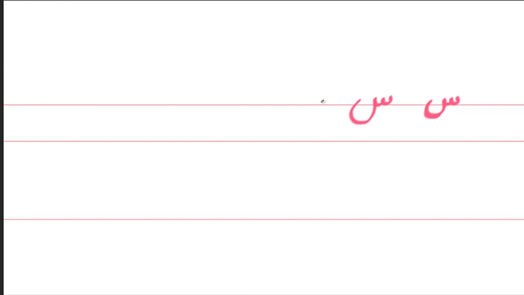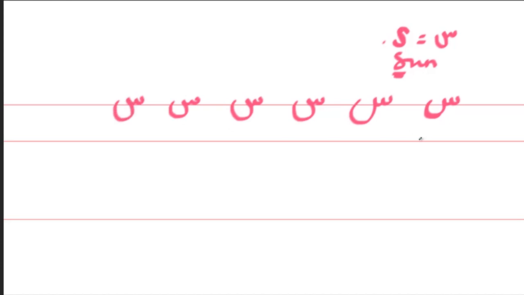Sin. Sin is S in English, like sun. Curve, curve, bigger curve. Sin. And it's under the line. Make sure it's under. Curve, curve, sin. Again, curve, curve, sin.